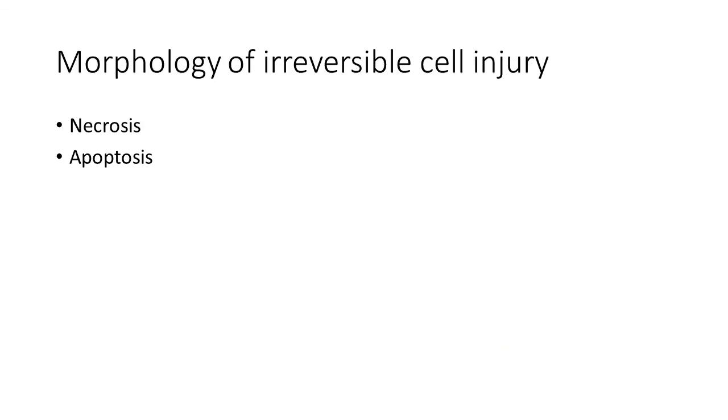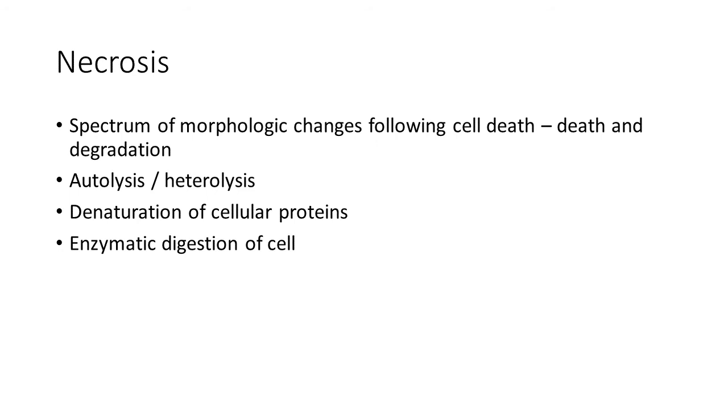Now coming to morphology of irreversible cell injury, we have to discuss the morphology of two types, necrosis and apoptosis. We will discuss the morphology of necrosis in this video, and apoptosis we will be discussing in our next video. Necrosis refers to the spectrum of morphologic changes following cell death.